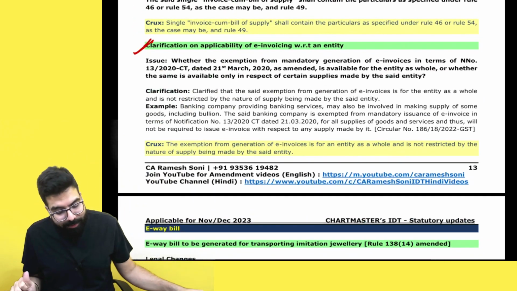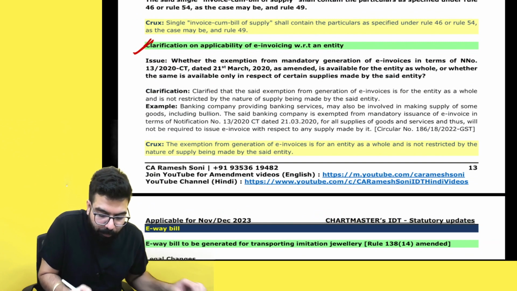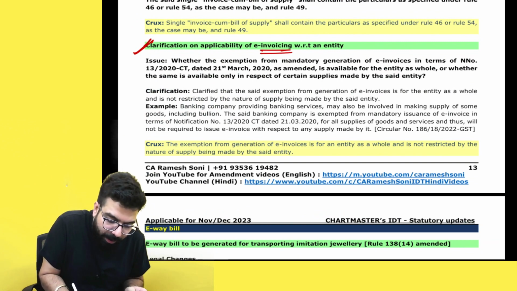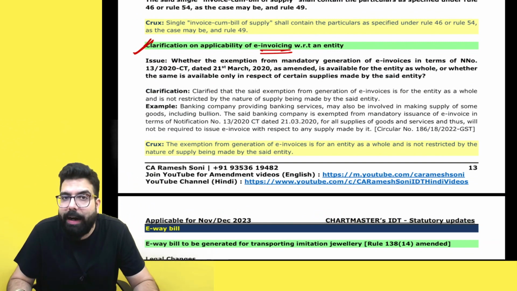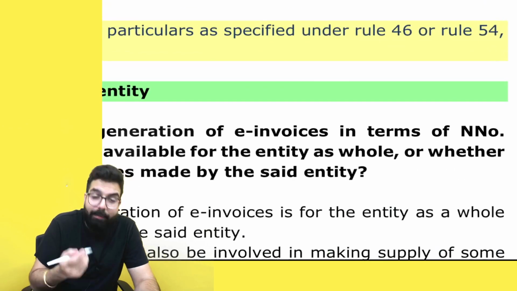Everyone over here, the next amendment is with respect to e-invoicing. Do you guys remember e-invoicing? What are the cases when e-invoicing is not required? Do you remember? Yes, sir, I will make you remember.